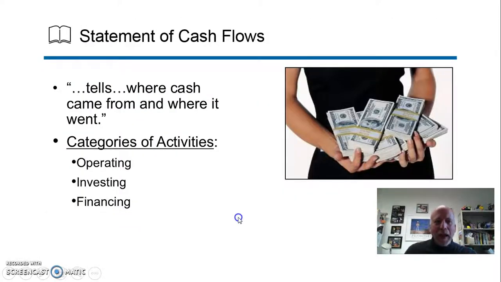The statement of cash flow tells us where the cash came from. And it can come from one of three areas. It can come from running the business. It can come from investing money that we have in the business. Or it can come from people we borrow the money from, meaning we got financing somewhere. And so we want to understand which of these areas is providing the cash that the company has.